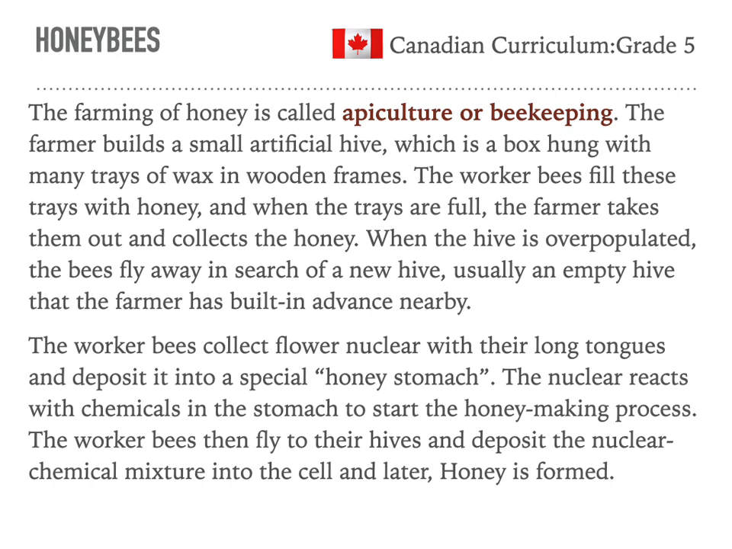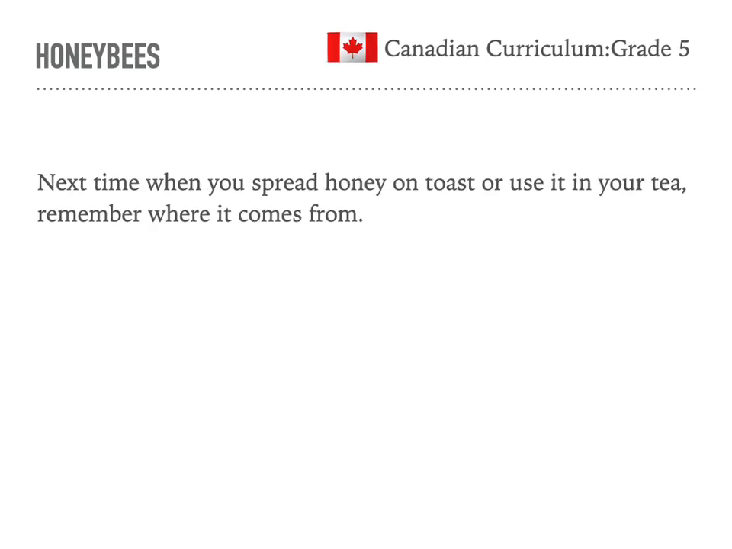The worker bees collect flower nectar with their long tongues and deposit it into a special honey stomach. The nectar reacts with chemicals in the stomach to start the honey-making process. The worker bees then fly to their hives and deposit the nectar chemical mixture into the cell, and later, honey is formed. Next time when you spread honey on toast or use it in your tea, remember where it comes from.